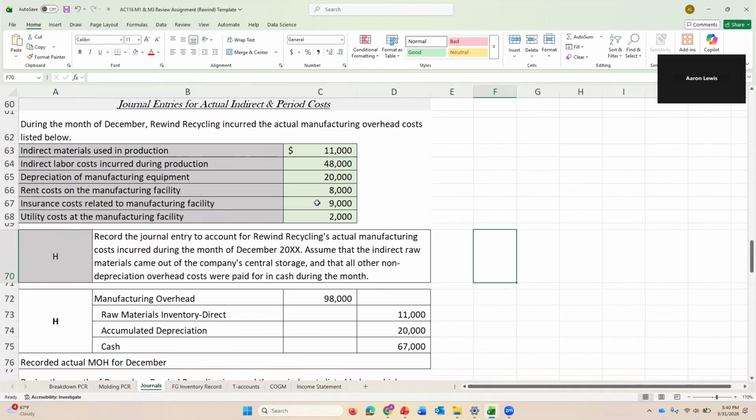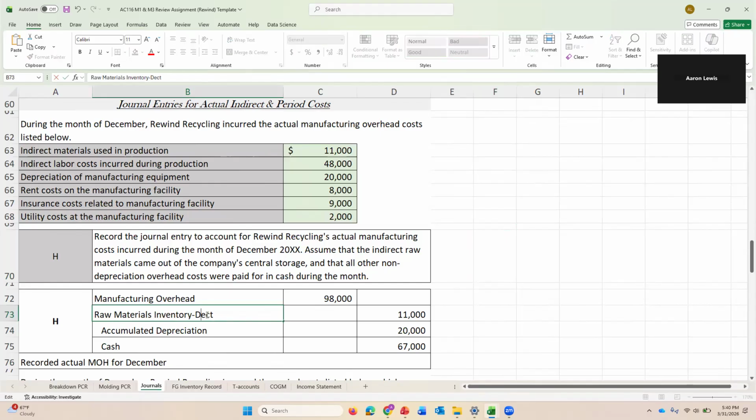And what could the pool cost be? We got the list up here for Rewind. They have some indirect materials costs, some indirect labor costs, depreciation on their manufacturing equipment, rent for their facility, insurance on that facility, and the utilities that they paid at the facility. Well, we're going to need credits to represent these things over here. So starting with materials, the indirect raw materials are coming out of the company's central storage. So you would need a credit to raw materials inventory indirect, there we go, for that amount.